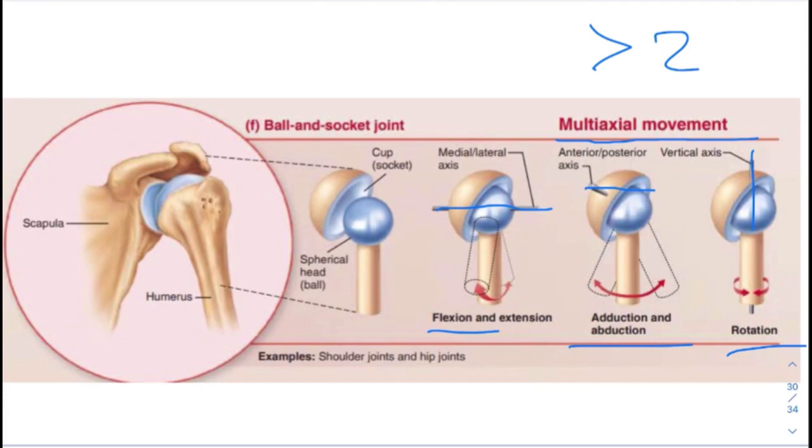So we call it ball and socket joint because basically you have a ball, for example the head of the humerus, articulating with a socket, like the glenoid fossa. Another example would be the hip joint. The hip joint, like I mentioned earlier when we were talking about factors that play a role in stability of synovial joints, is a ball and socket joint because the head of the femur fits into the acetabulum.